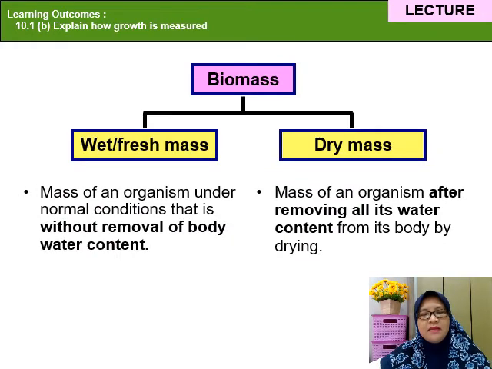Other than size, we can use biomass as a measurement of growth. Biomass can be divided into two types. The first one is wet or fresh mass, and the second one is dry mass. Wet or fresh mass is the mass of an organism under normal conditions, that is, without removal of body water content. Dry mass is the mass of an organism after removing all the water content from its body by drying.